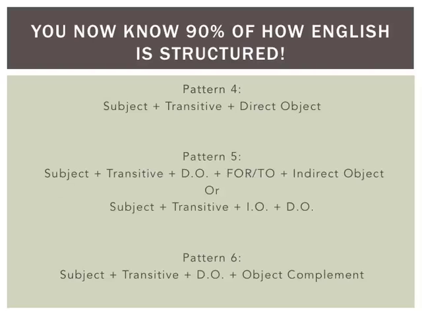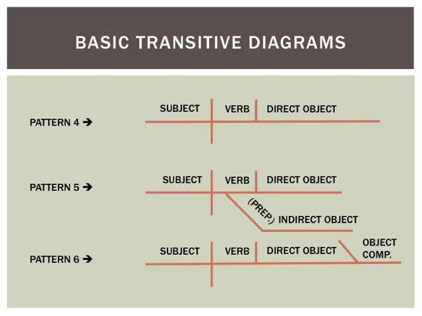And just for good measure, our other 3 patterns, pattern 4, 5, and 6, are all with transitive verbs. So we have subject and a transitive verb and a direct object, because that is the definition of a transitive verb. In pattern 5, we include an indirect object, and in pattern 6, we provide an object complement, which renames the direct object. If we look at the diagrams for transitive verbs, we can see some similarities with the first 3 diagrams that we saw before.